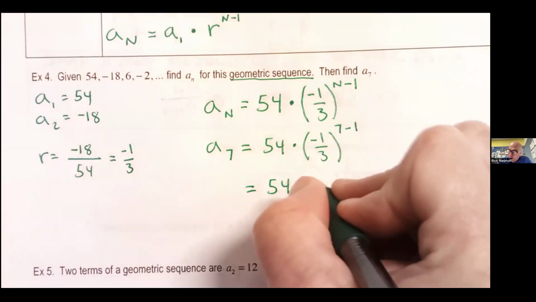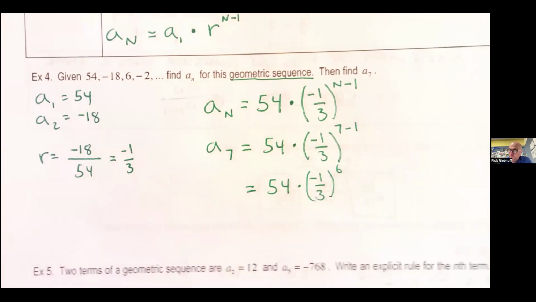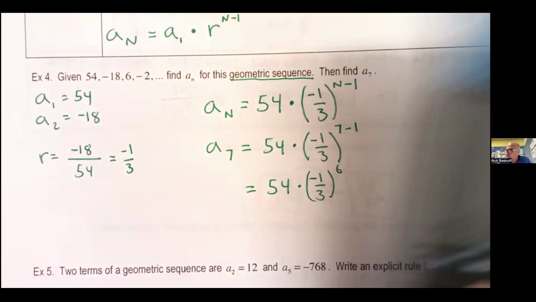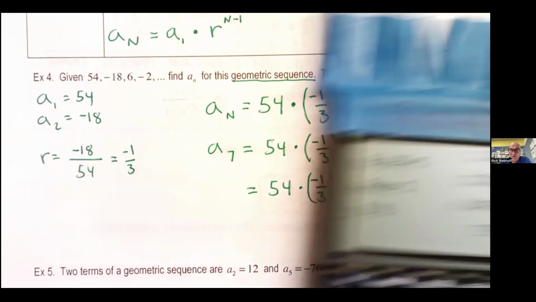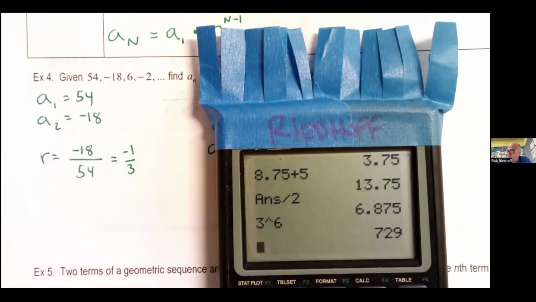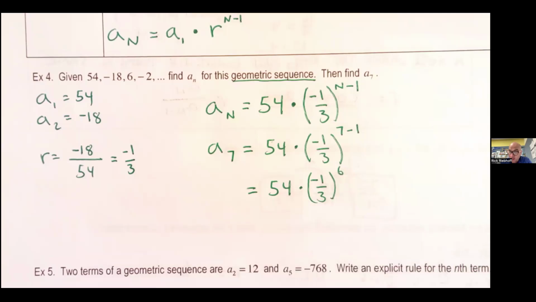54 times negative 1/3 to the sixth power. Oh my gosh, 3 to the sixth. I know this, but I'm just going to work it out. I don't want to guess. 729. Wowzers. And negative 1 to the sixth power is positive 1.